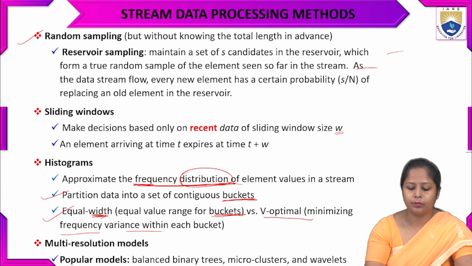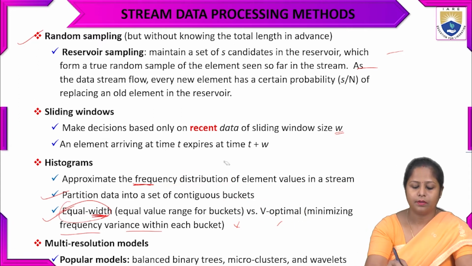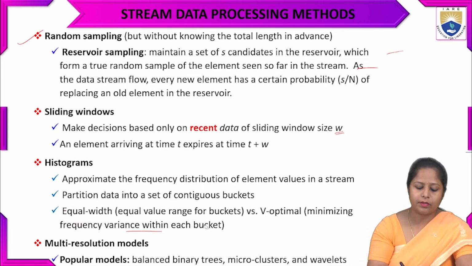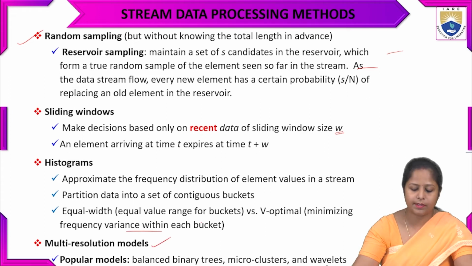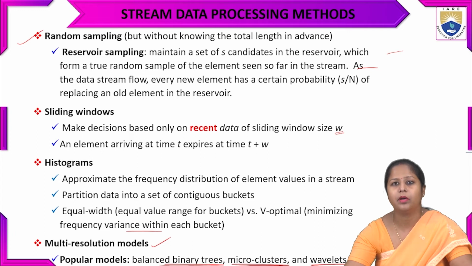So we can apply both of these methods: first the equal width method and second the V-optimal method. Here we are minimizing the frequency variance, right? So this was all about the histogram method. Now, multi-resolution methods. Here the popular models used are balanced binary tree, microclusters, and wavelets. These are some models we need to apply in multi-resolution models. So this is also a method for stream data processing.